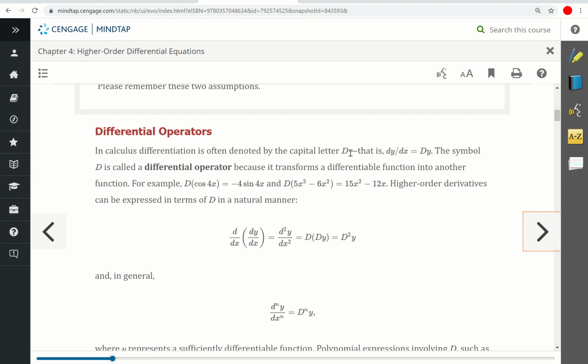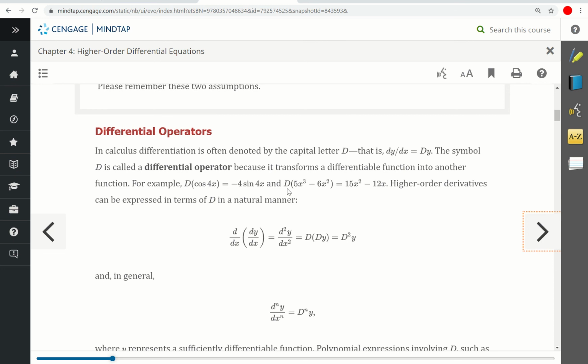So if we use the capital letter D, this is going to be our differential operator, which is essentially, we're thinking of it as d/dx. It's also sometimes written as d/dy, which is the derivative with respect to y. For example, if we apply the differential operator D to the function cosine of 4x, you're just simply differentiating this. Cosine of 4x, using the chain rule, its derivative is negative 4 sine 4x.